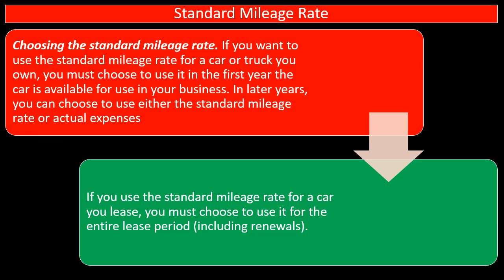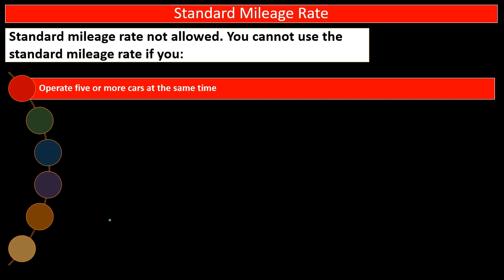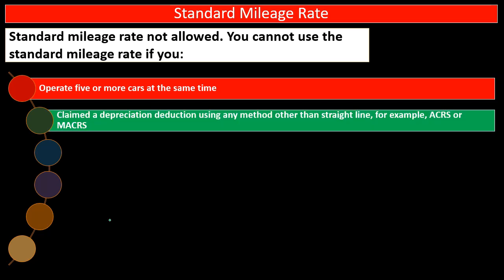Also note that the tax software can help with the information when you're choosing between the standard or actual. You can put the information for both, and the tax software can help make some determinations as to which would be most beneficial. Standard mileage rate not allowed. You cannot use the standard mileage rate if you operate 5 or more cars at the same time. So if you've got 5 or more cars, then you're not using the standard mileage rate. You'll have to use the actual.